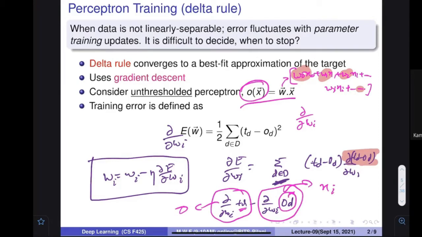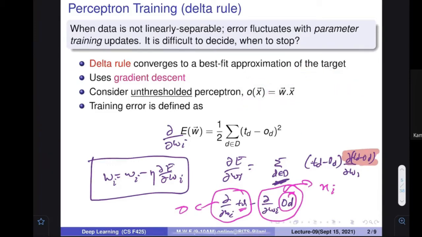Are you happy? Any questions? Please let me know if you have any confusion. I think you are better than me. I always accept this. So let me substitute this part over here. What would be here? The summation over all the data items d of Td minus Od multiplied by what? Xi. No, not the Xi, because the minus sign was here. So I can say minus of Xi. This is what it is.